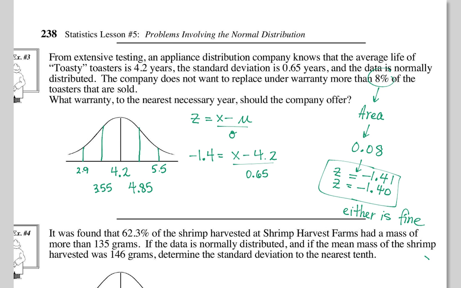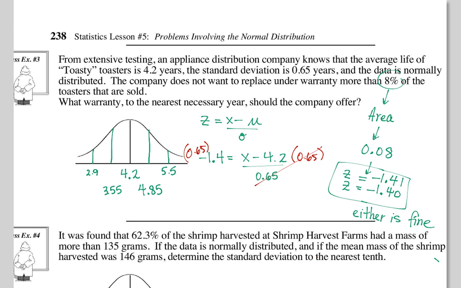Do you remember this one, Ryan? Cross multiply, good. So we'll times both sides by 0.65 on both sides. Well, you have to unlock the numerator by cross multiplying. 0.65 times negative 1.4, I got 0.91. And it's negative 0.91 equals x minus 4.2.